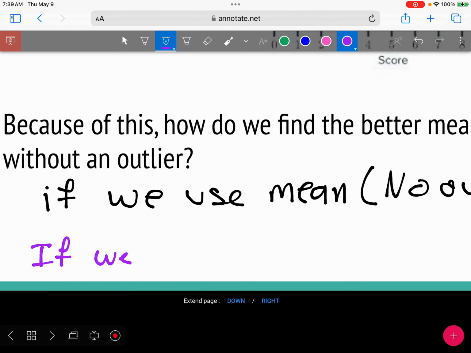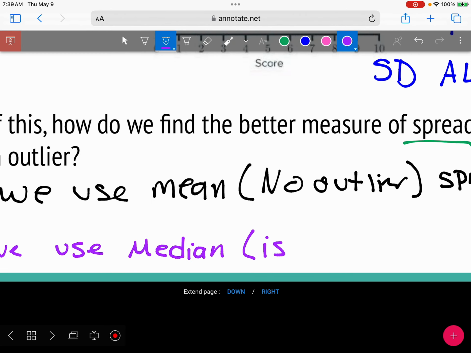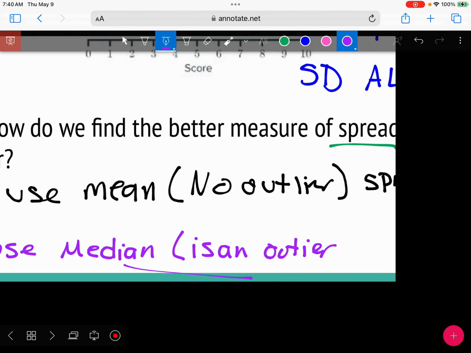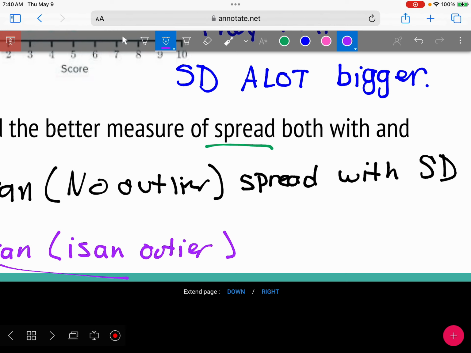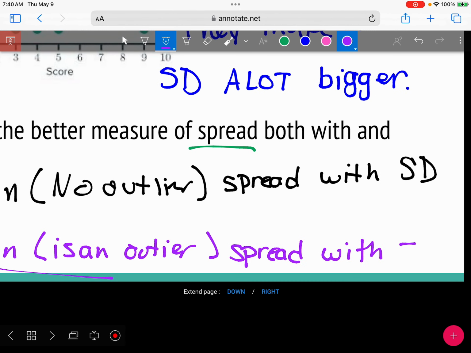If we use median, meaning there is an outlier, that's when we are going to use our interquartile range. We measure spread with our IQR. And we are not going to go super into depth on each one of these things. If you are interested in that, please go take stats. It's honestly really interesting. I feel like we're really barely touching on it here.